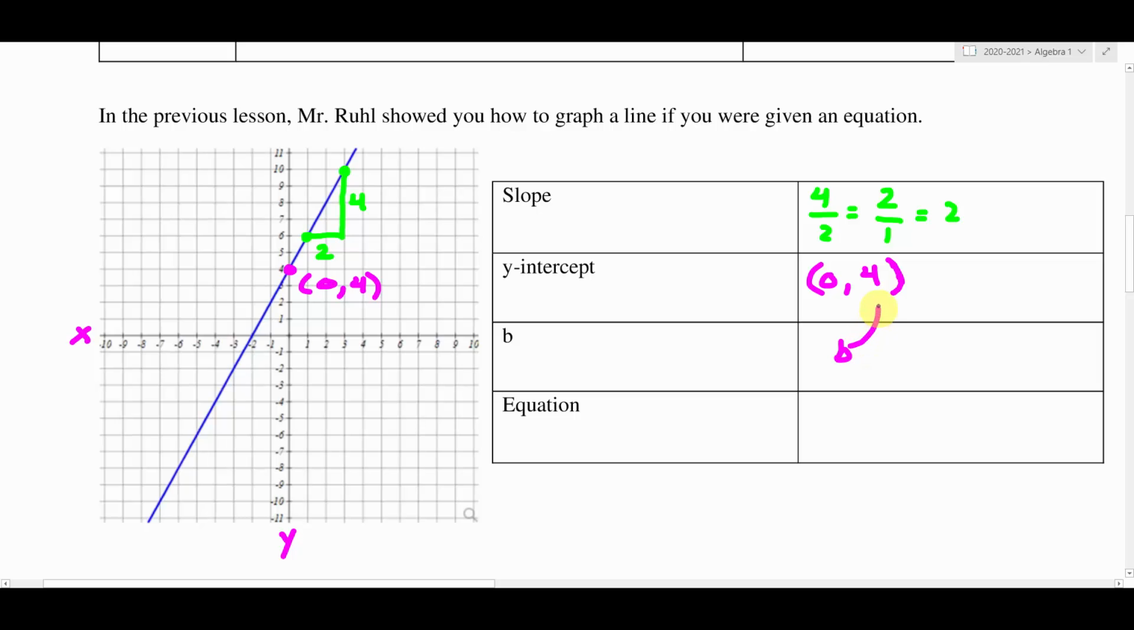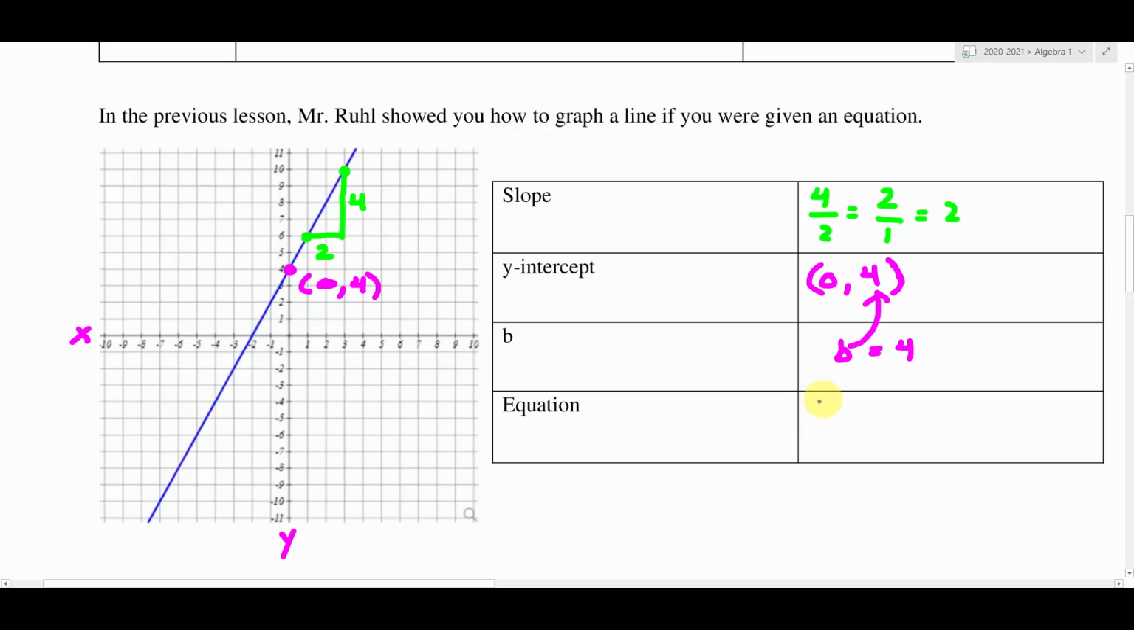4, and it comes from this part of the coordinate. So if they're asking for a y-intercept, you want to write it as a point like this. If they're asking for the b value, you want to extract that number from the coordinate and just write the number. Okay, so there is a difference between when they ask for the y-intercept and when they ask for the b value.